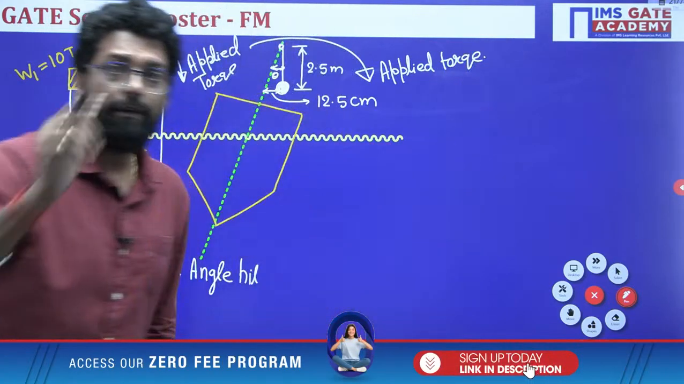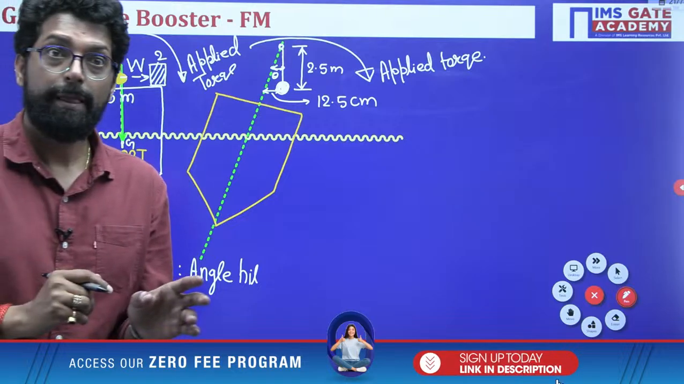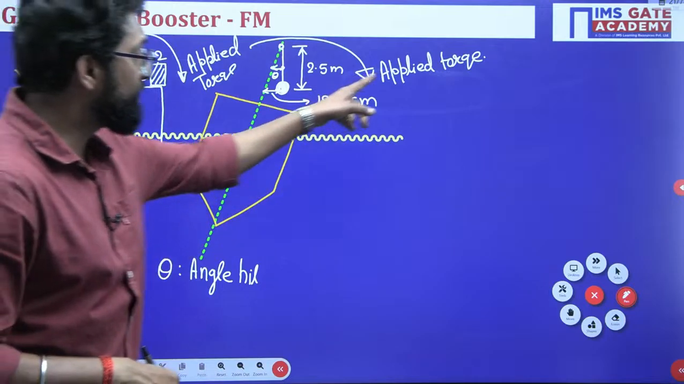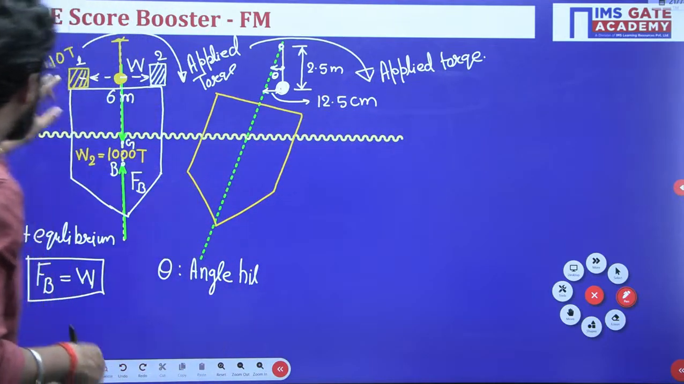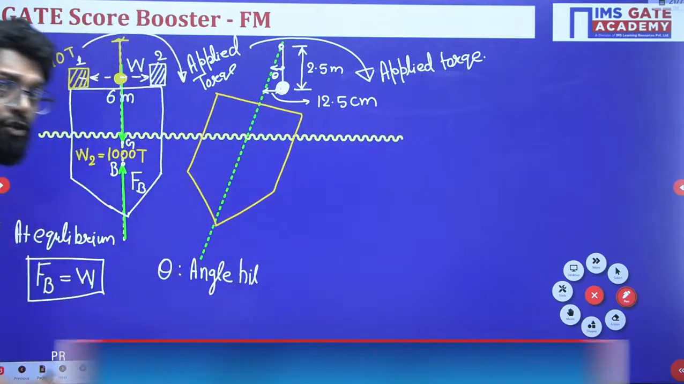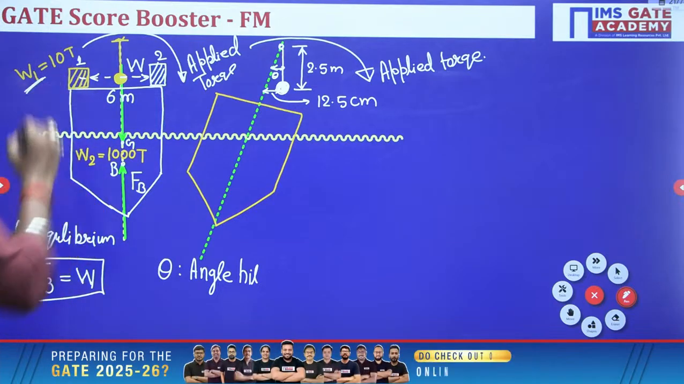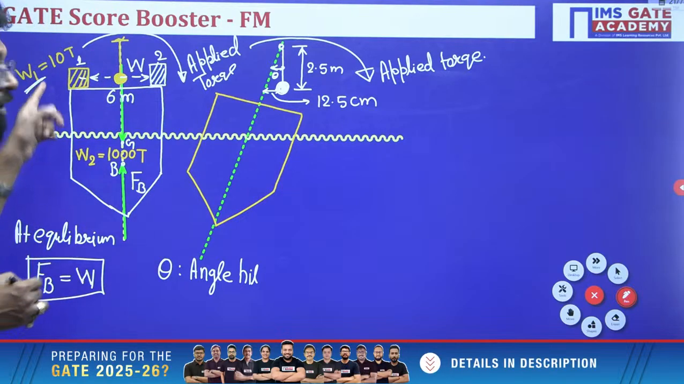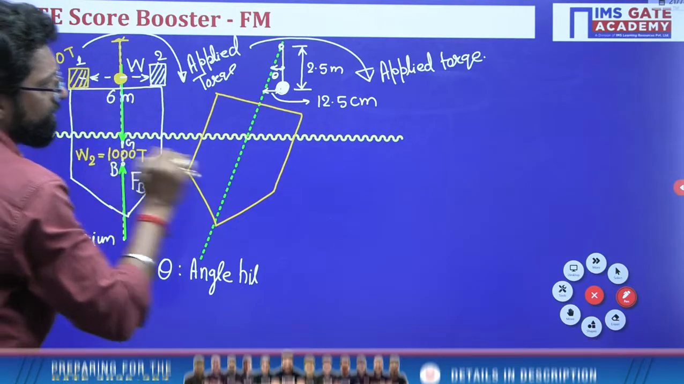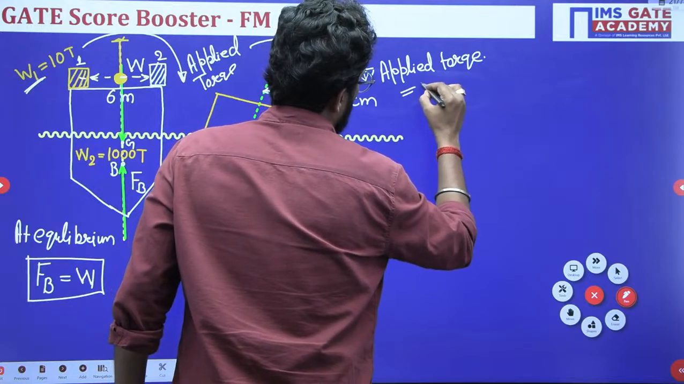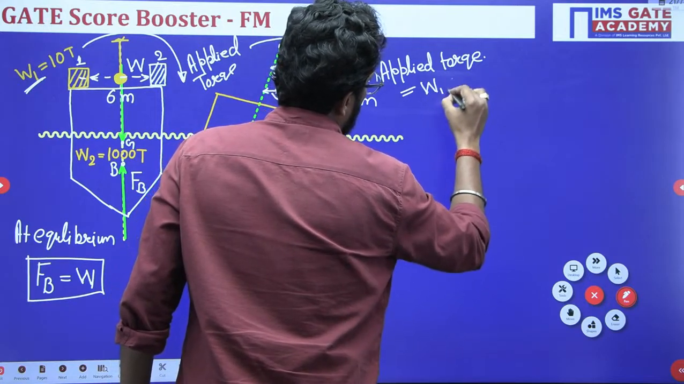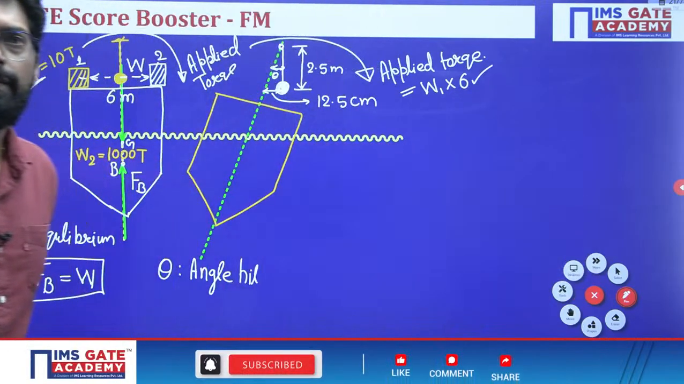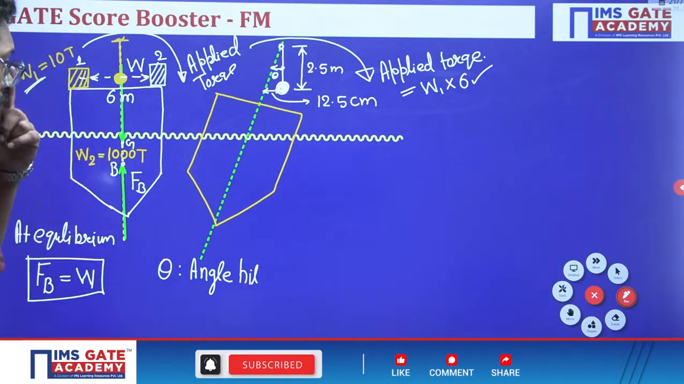Students get confused here. Torque is force into perpendicular distance. So what is the force during the applied torque? Who is responsible for applying this torque? This weight W1. So W1 into this distance is your applied torque.